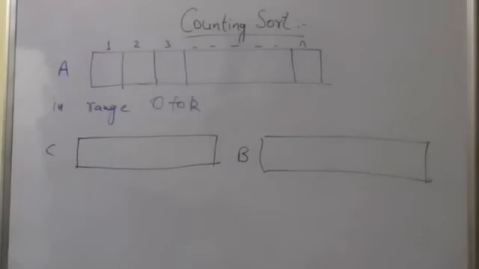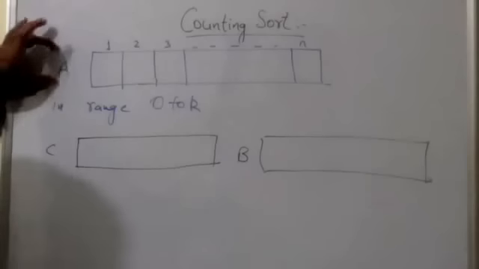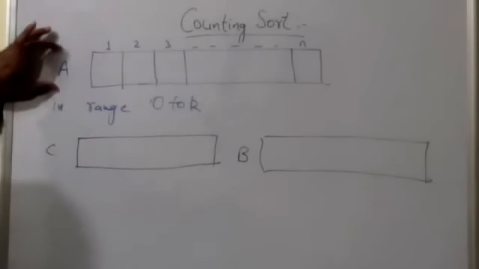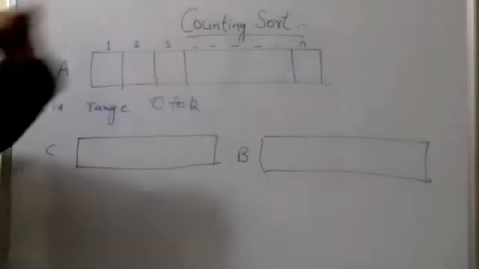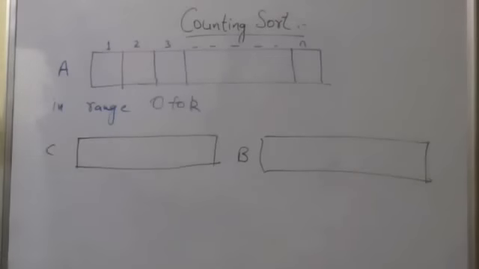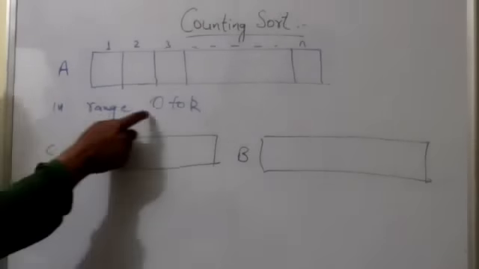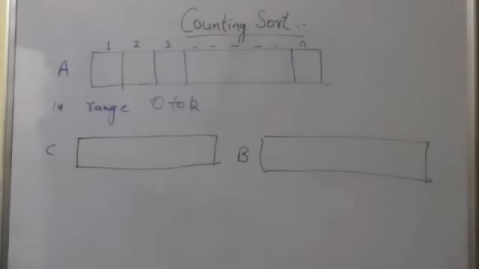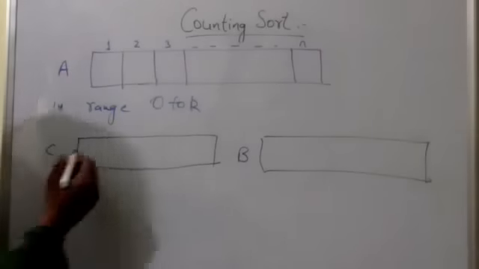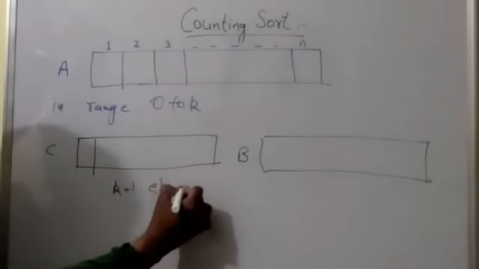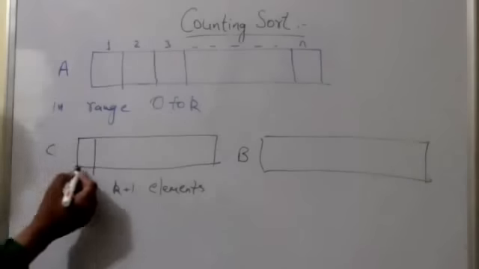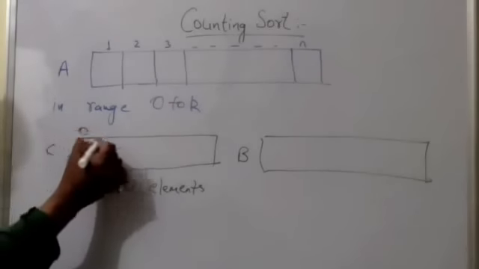Now see, array A has n elements, and its indexes are from 1 to n. And this array A is an array of integers in the range 0 to k. So the array C will hold k plus 1 elements and its indexes will be from 0 to k.